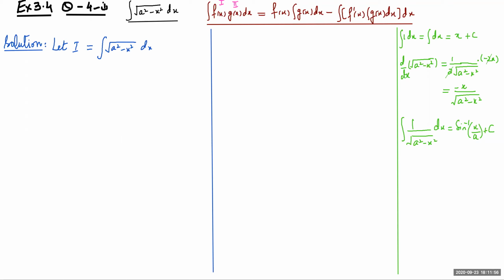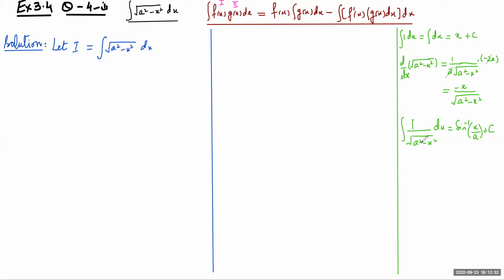The previous knowledge which we need here is integral of 1 dx, which means integral of dx equals x plus c. Derivative of square root of a square minus x square equals 1 by 2 times square root of a square minus x square into d by dx of a square minus x square, which is 0 minus 2x. I have written only 2x minus 2x here. This 2 got cancelled, and the derivative of square root of a square minus x square equals minus x by square root of a square minus x square. We will use this result directly in the solution.